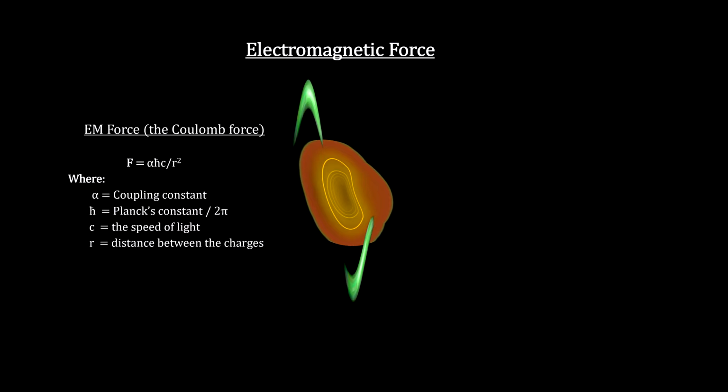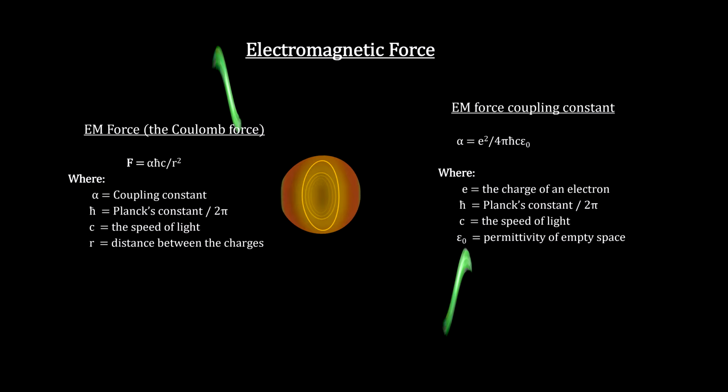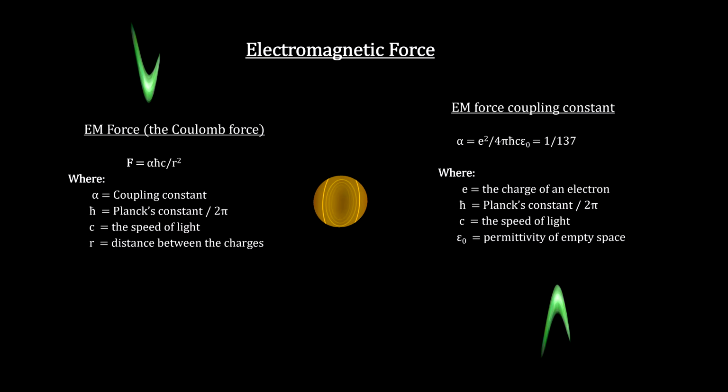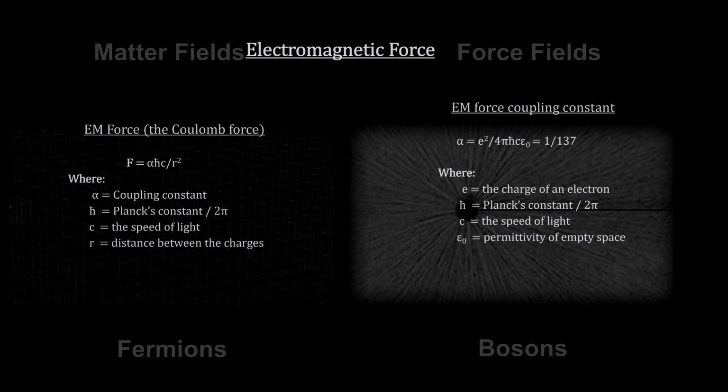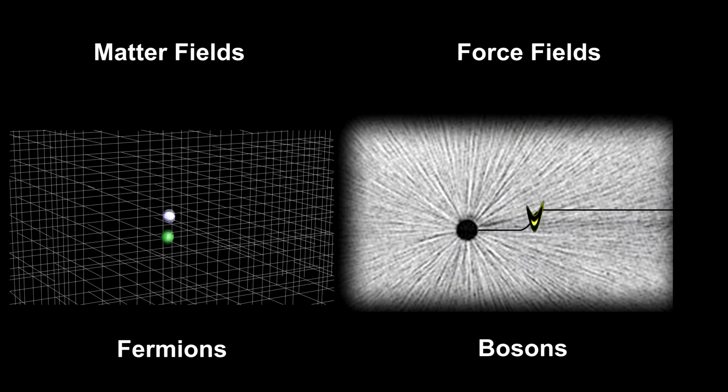They are characterized by a coupling constant. The coupling constant for the electromagnetic force is 1 over 137. We will use the electromagnetic force as a model for the strong and weak nuclear forces. The complete picture of what is going on with electromagnetism is still an area of active research called quantum electrodynamics, or QED for short.